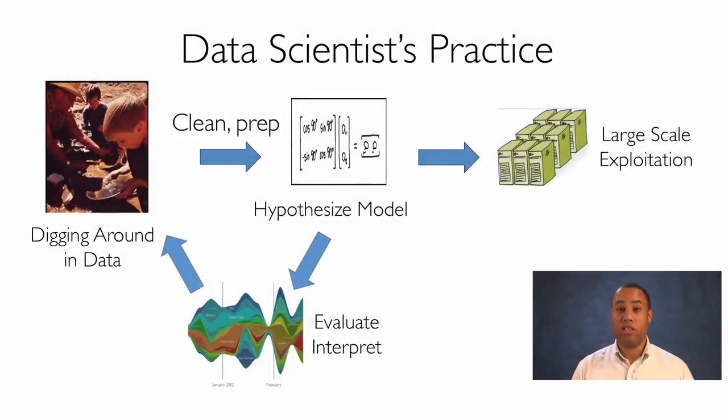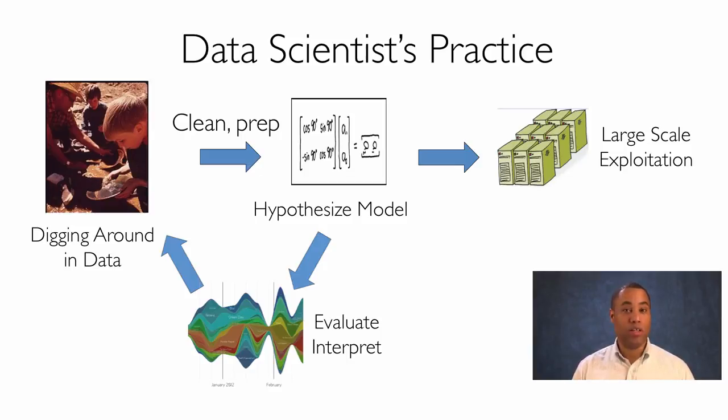So what does a data scientist do in practice? Well, first they start by digging around in data, trying to find interesting data to analyze. And that's why I have a picture here of some kids panning for gold, trying to find those little nuggets in a lot of dirt and dirty water. So the next step is that they have to clean and prepare that data, and then they hypothesize a model. So they think about what they think might be some interesting properties of the data and build a model.